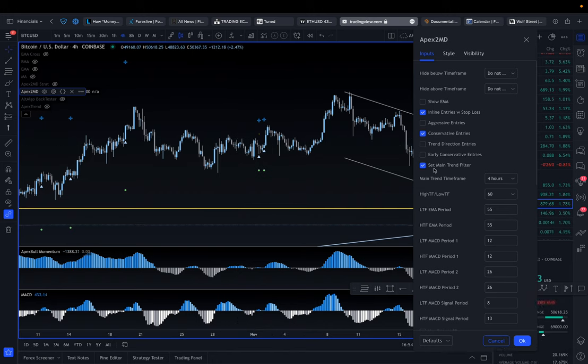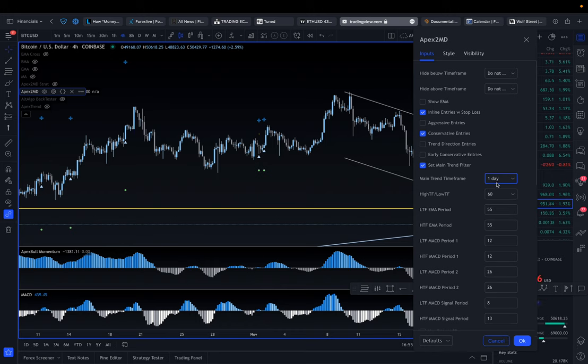Also, a little feature here is the main trend filter. You can play with this feature. For example, if you trade on a 4 hour and you only want to trade in the direction of the daily, that's what you do. So it will never give you a short signal if the trend is still up on the daily. So on your 4 hour time frame, it should always give you long only until the major trend changes on the daily.